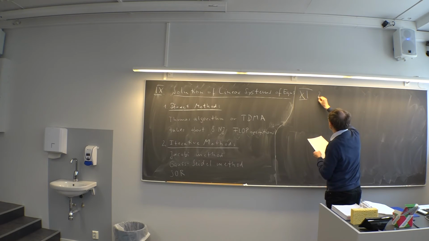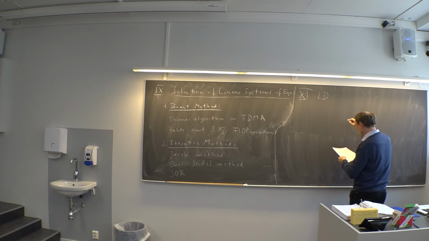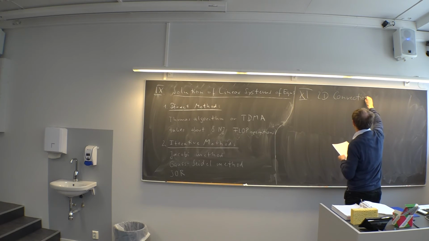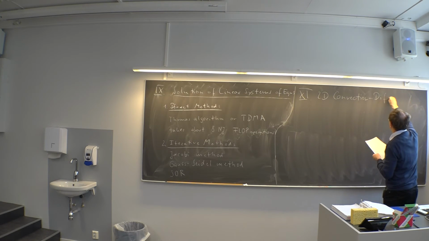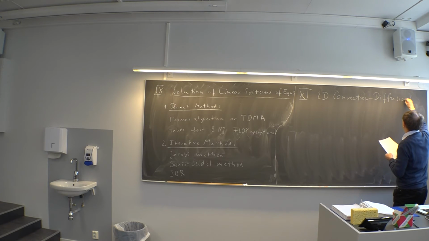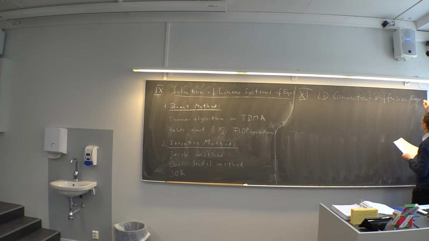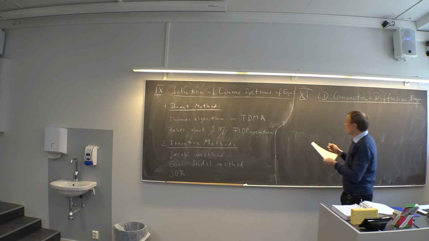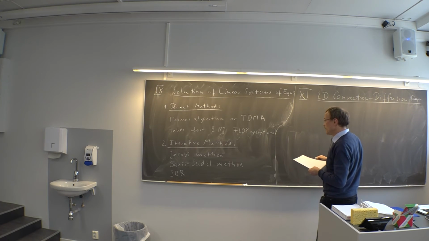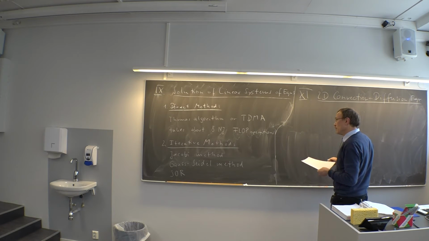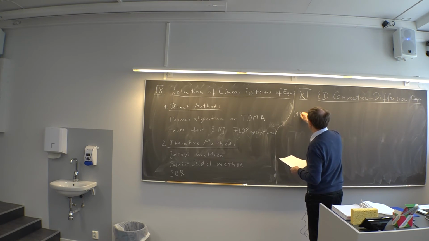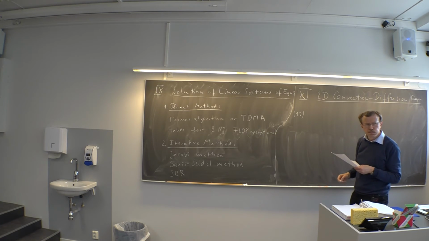Exercise 11 was devoted to the 2D convection-diffusion equation. So the equation, let's see, I keep losing my numbering. Is it 19? Right, 20, thank you.